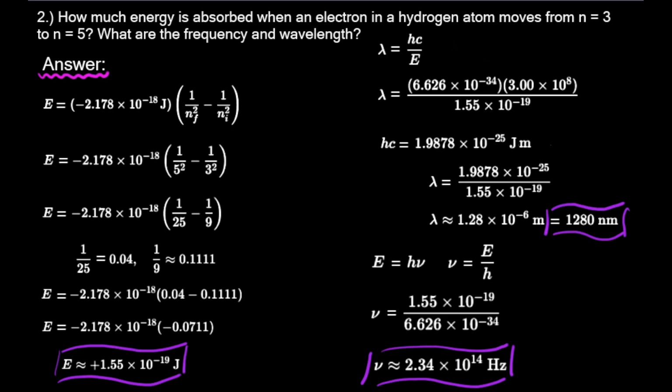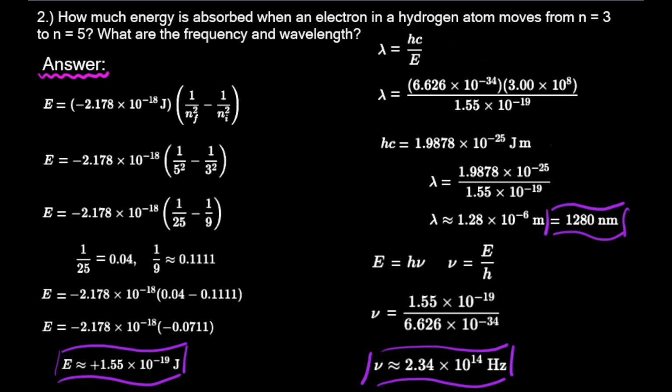Here, n final is 5 and n initial is 3. So we plug in the numbers. 1 over 5 squared is 1 over 25, and 1 over 3 squared is 1 over 9. That gives us E equals negative 2.178 times 10 to the minus 18 multiplied by 1 over 25 minus 1 over 9. 1 over 25 equals 0.04 and 1 over 9 equals 0.1111.